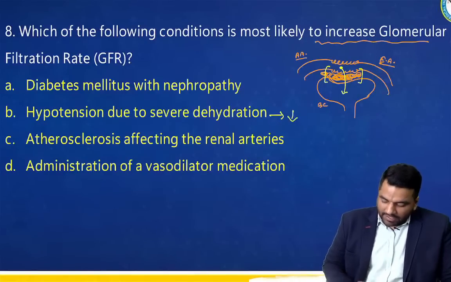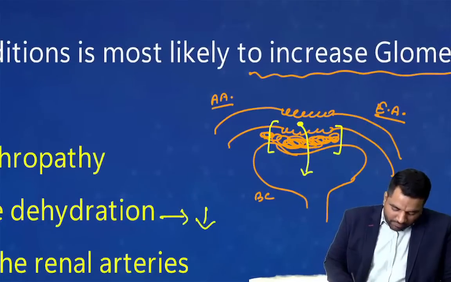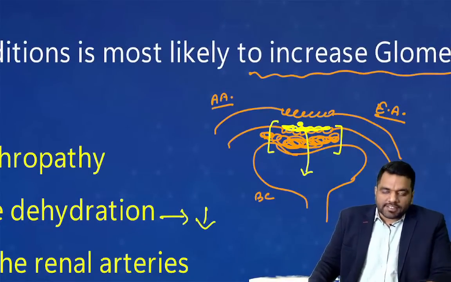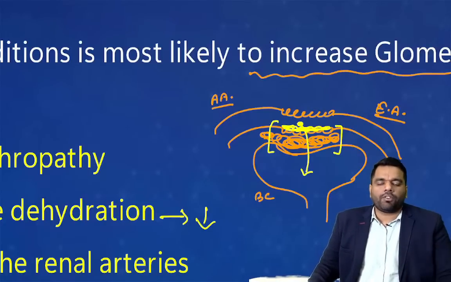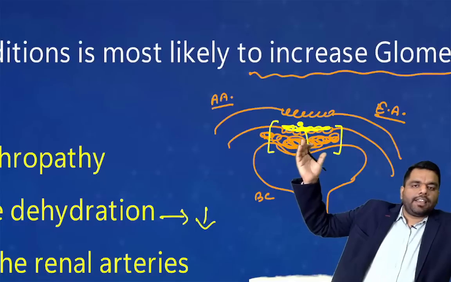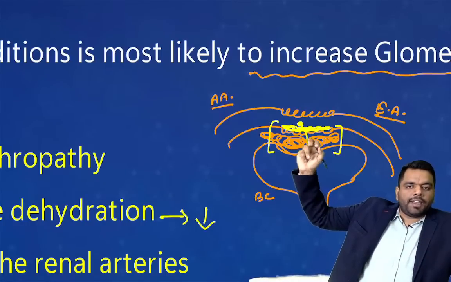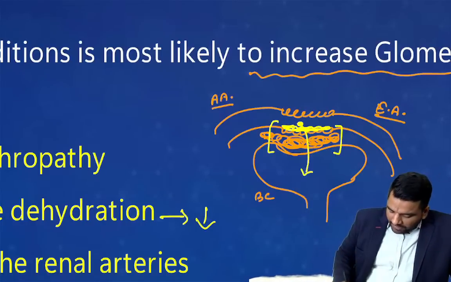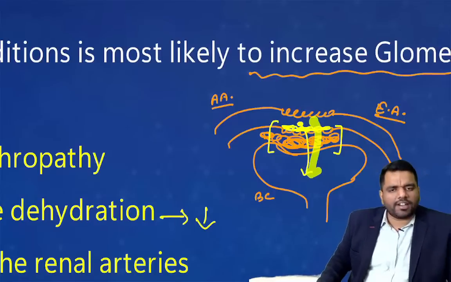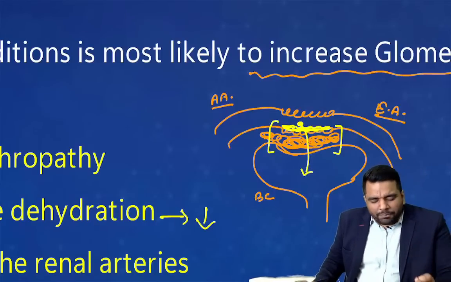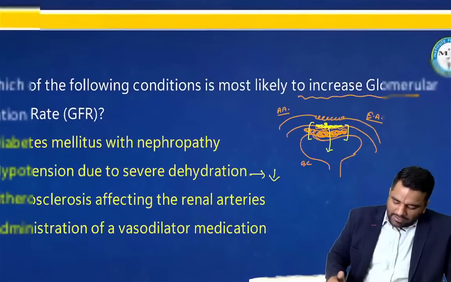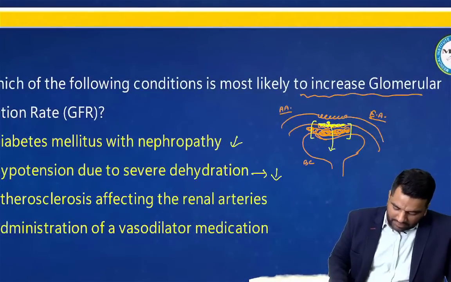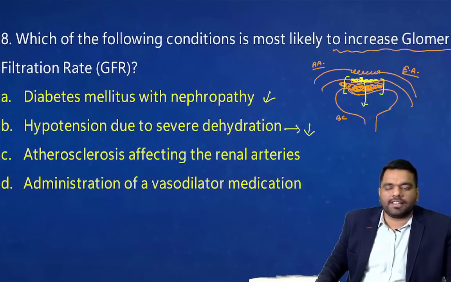Diabetes mellitus with nephropathy, right beta? If this area is damaged, why is it damaged? Due to the diabetes. In diabetes, there is an immunocompromised condition, less immunity of the person. What could happen? This area is going to be damaged. And if this barrier is damaged, can you imagine whether filtration can increase or decrease? Absolutely, the filtration is going to decrease. So diabetic nephropathy decreases the GFR.